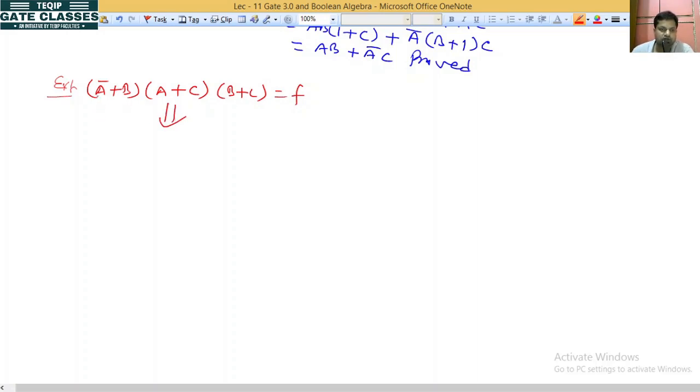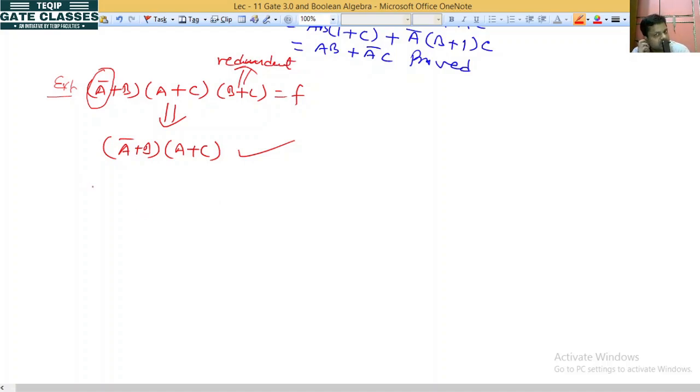So this function has 3 variables a, b, c, each variable is repeated 2 times and one literal is in complemented form. Okay. So in this case we have a bar plus b and a plus c as the output. So the term that doesn't have a or a bar is redundant. So in this way you can apply the redundancy theorem or consensus theorem.